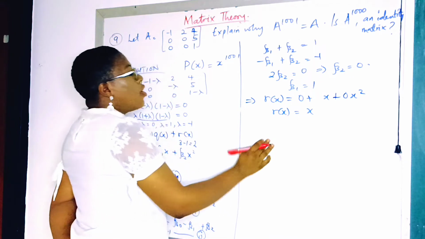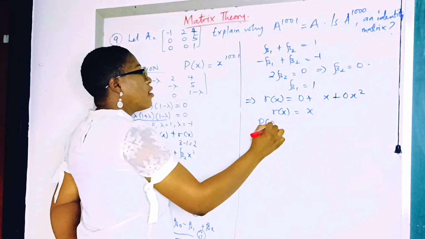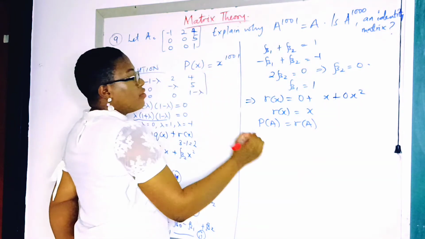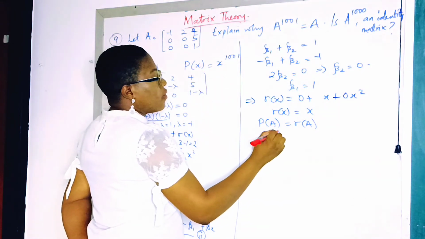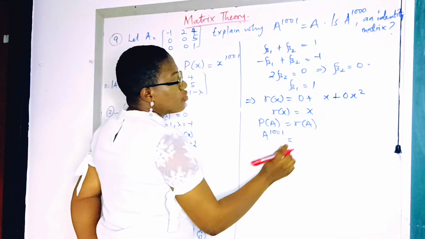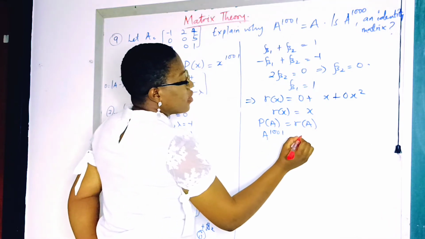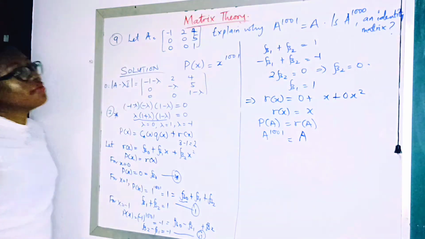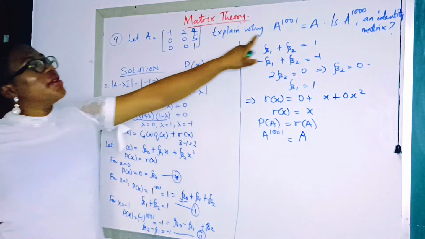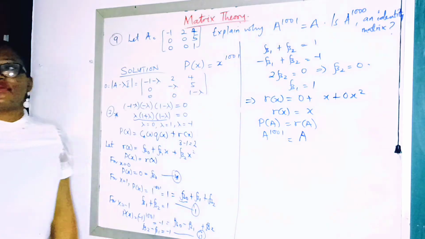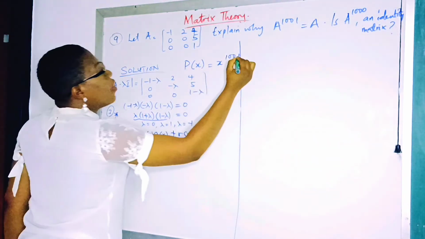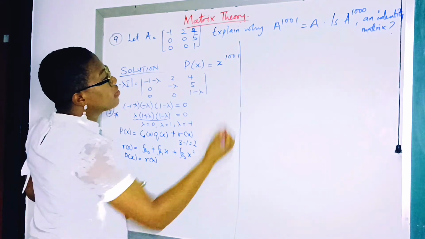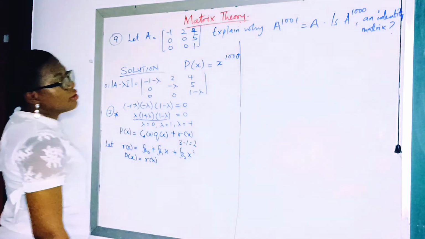But you know that P of A is equal to R of A, is it not? But P of A is A raised to power 1001. So what is R of A? It's equal to A. Explain why this is equal to this. This is where we have A raised to power 1000. I just need to change this polynomial of x to be x to the 1000, okay?